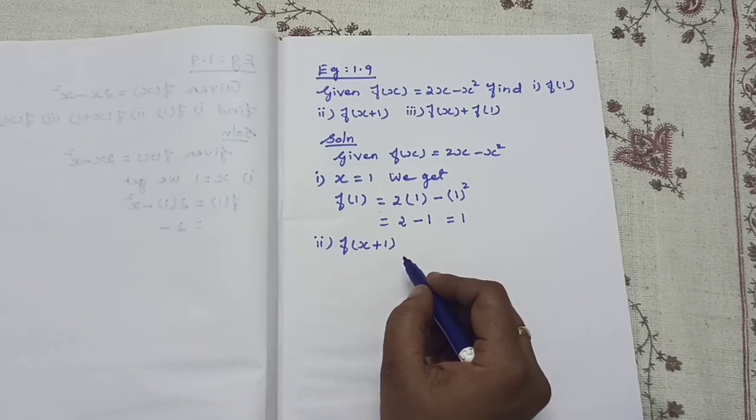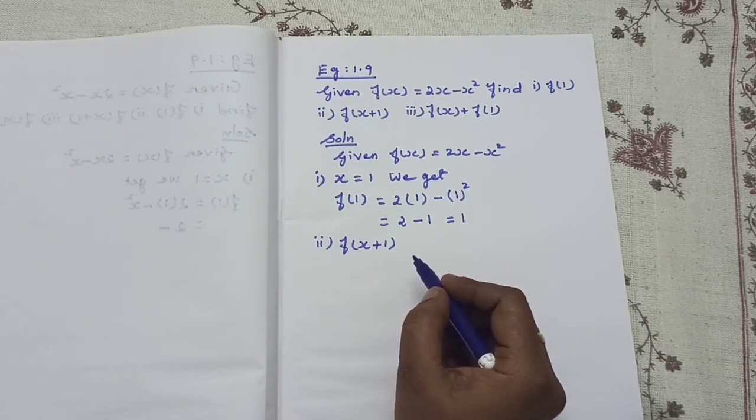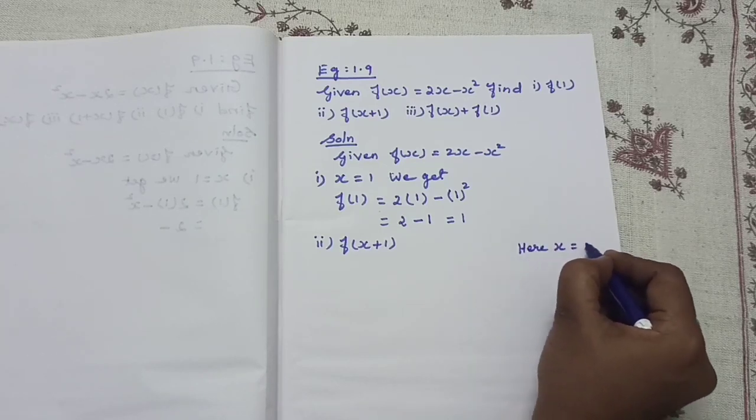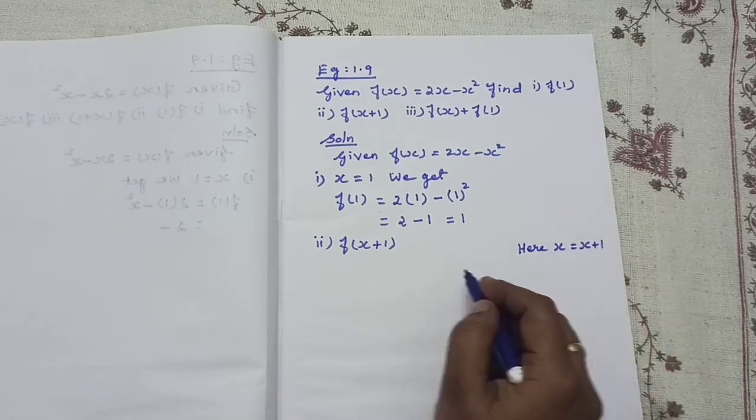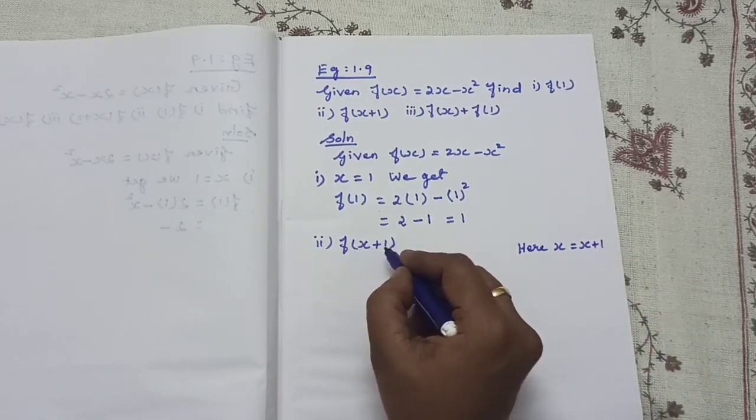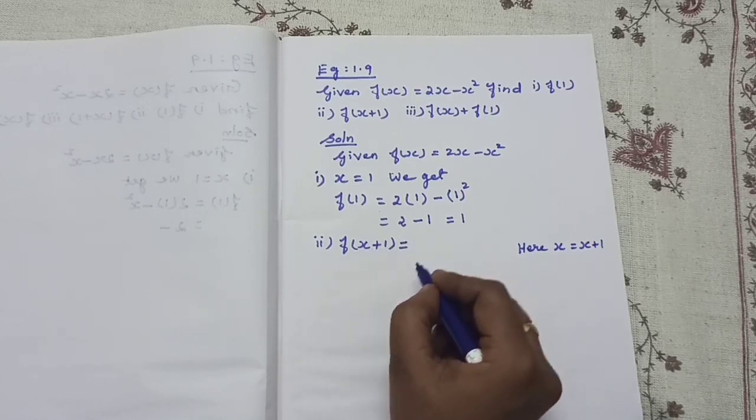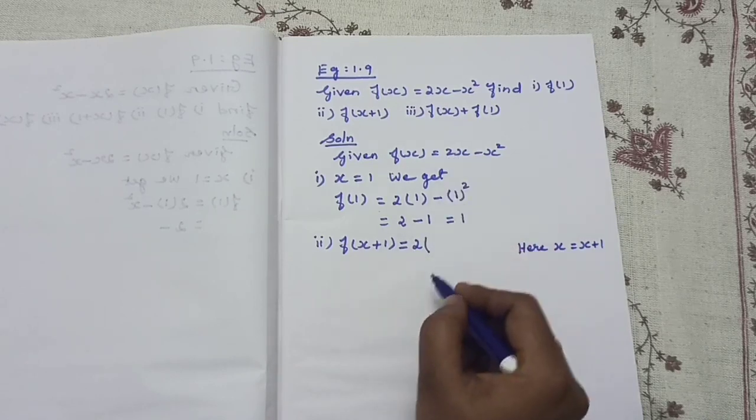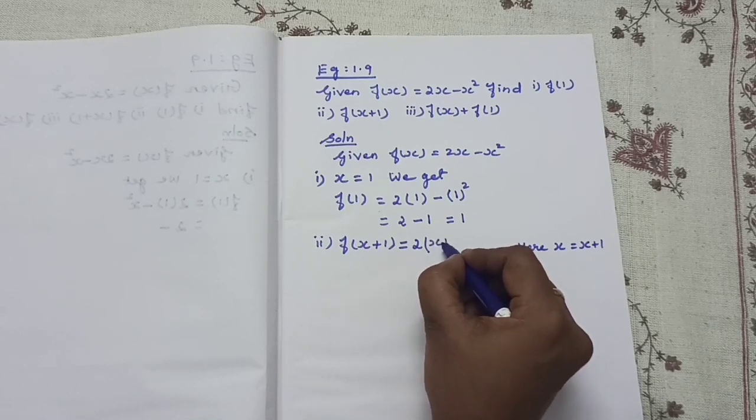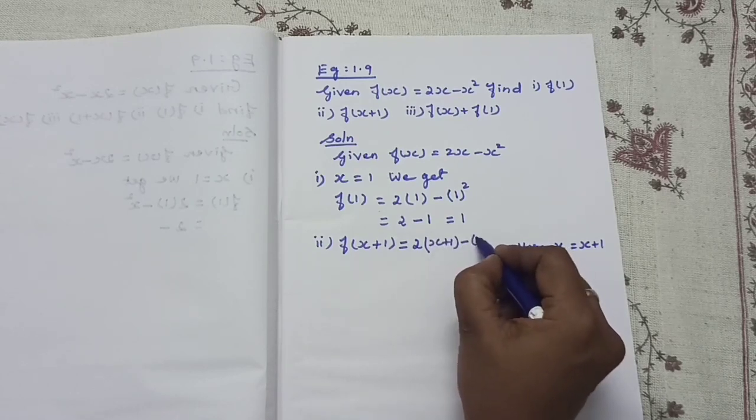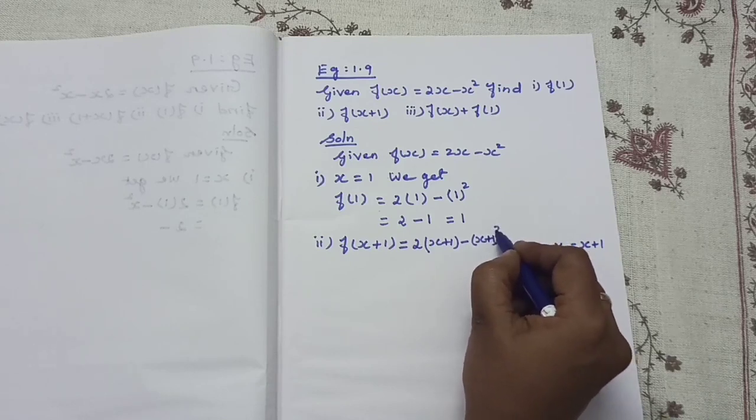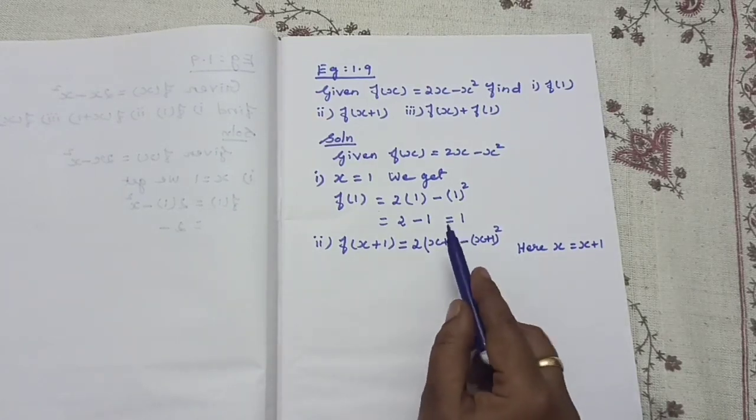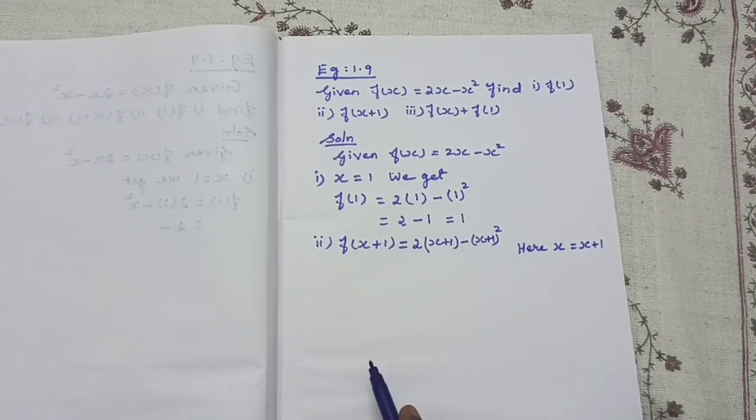Isn't it? Here x equal to, you have to substitute what? Here x equal to x plus 1. Okay? And we get f of x plus 1 is equal to 2 into, instead of x, we have to substitute x plus 1, minus x plus 1 the whole square. Instead of x, you have to substitute x plus 1.